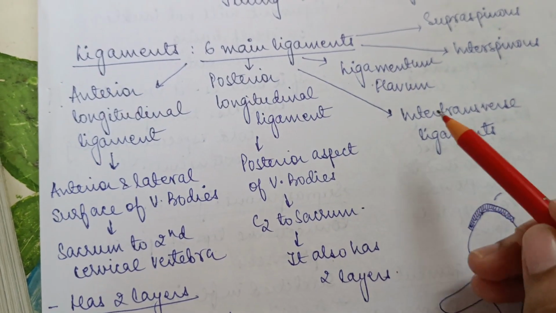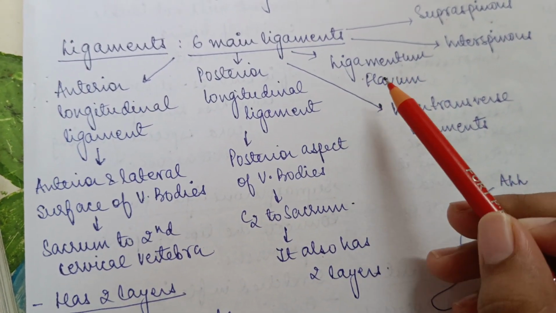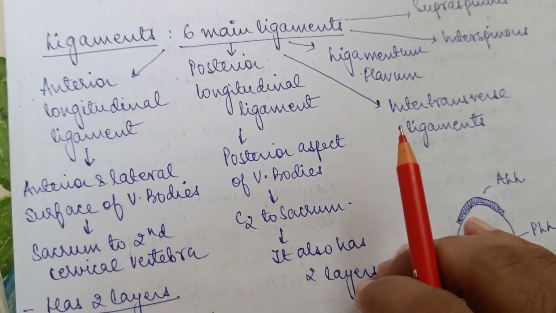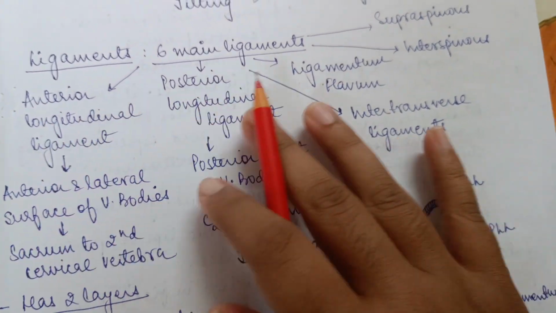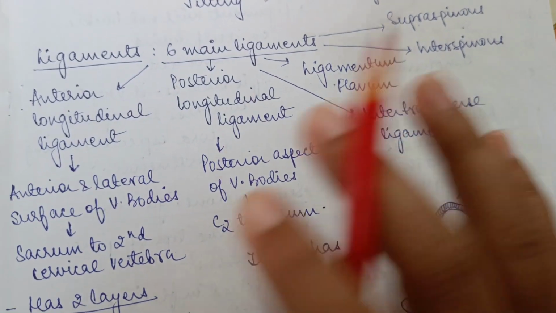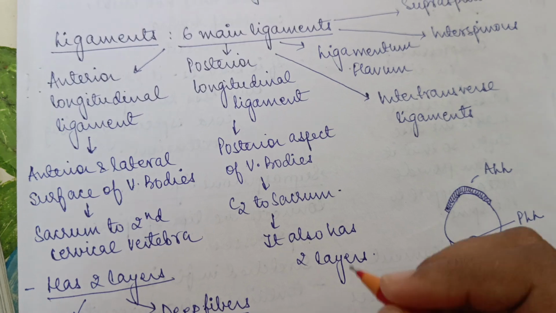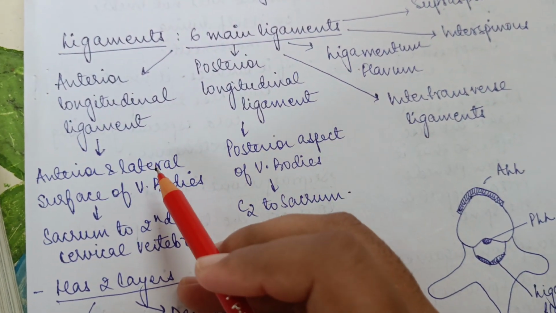For example, the ligamentum flavum might be different in the thoracic region and in the lumbar region, but the ligamentum flavum is going to be present in all the regions. So once you remember the basic ligaments and their properties, it becomes easier for the student to remember them region wise. So first we'll go with the anterior longitudinal ligament.